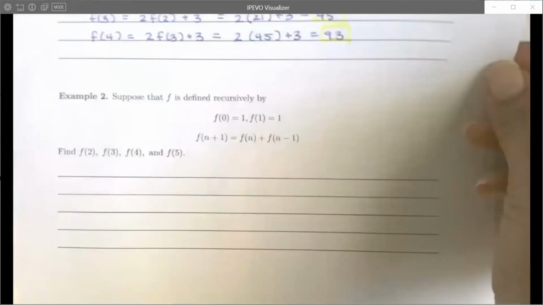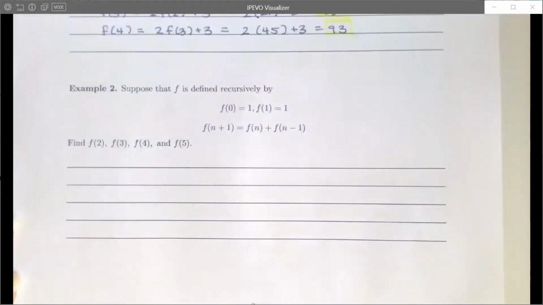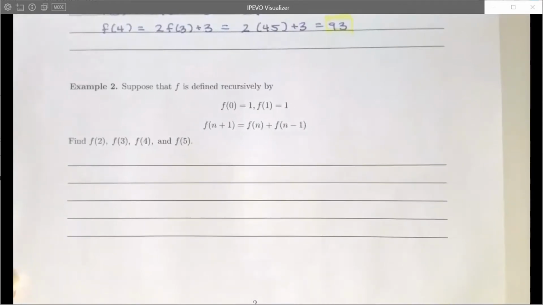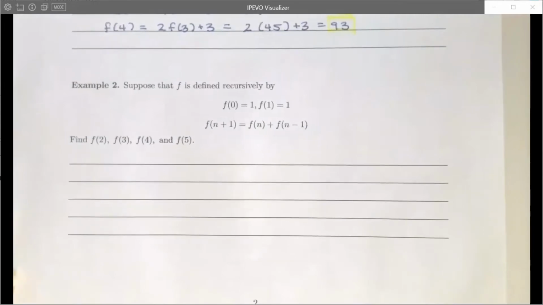Here's another example, example 2. Suppose that f is recursively defined by f of 0 is 1, f of 1 is 1, and f of n plus 1 equals f of n plus f of n minus 1. And then they're asking us to find f of 2, f of 3, f of 4, and f of 5.